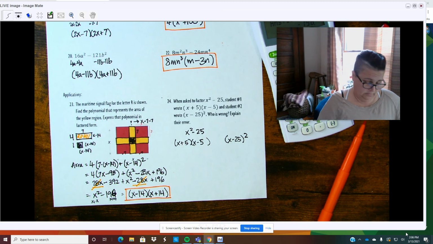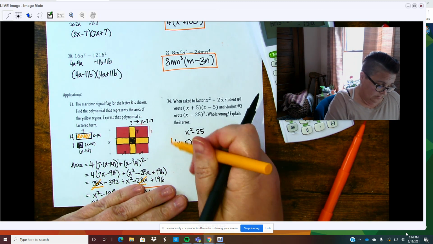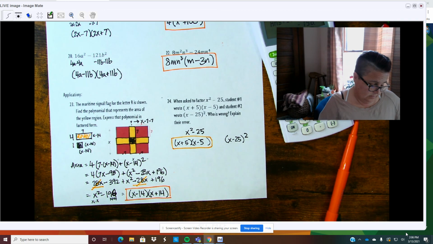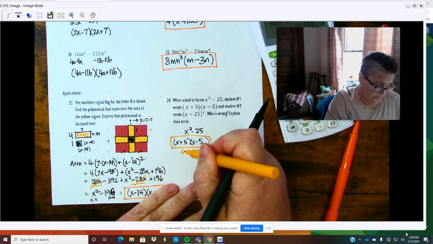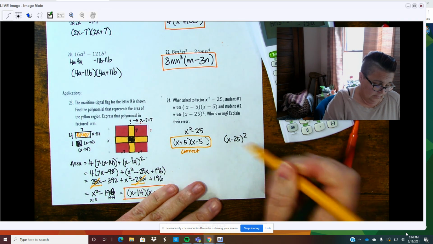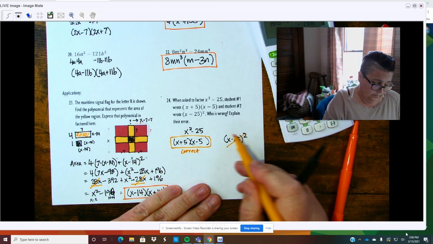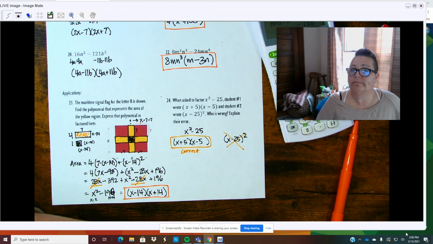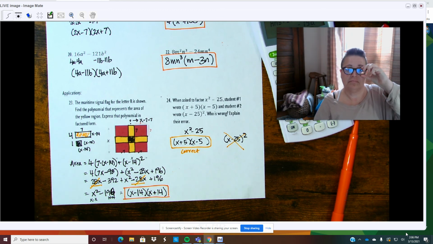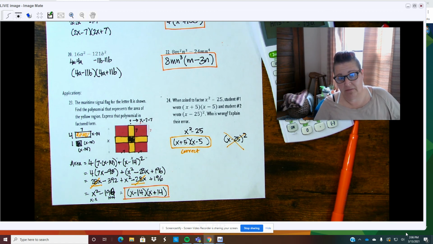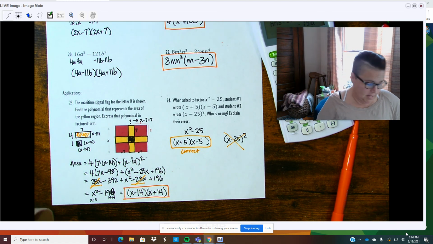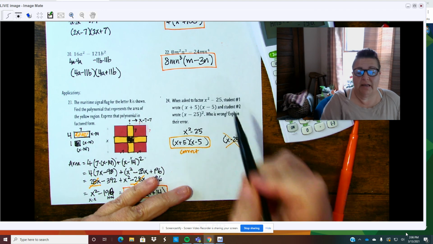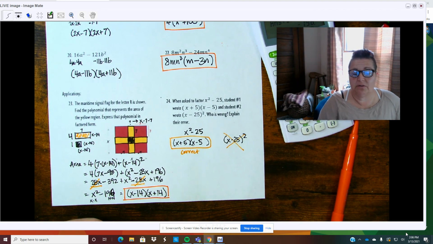Who's right? They're right. This is correct. This guy is wrong. What did they do? What do you think they did? I know what I think they did. I think they just took that squared and put it on the outside because they thought that's how I get a squared.